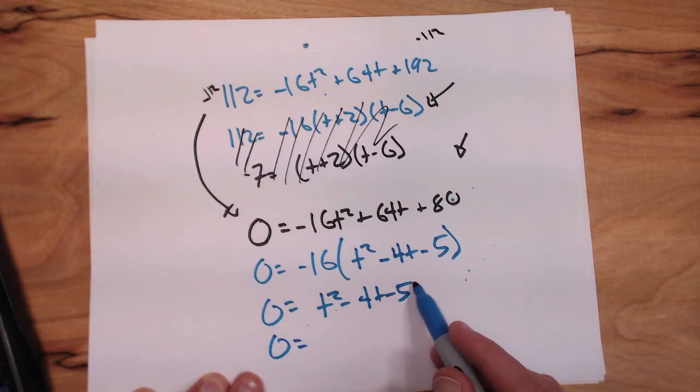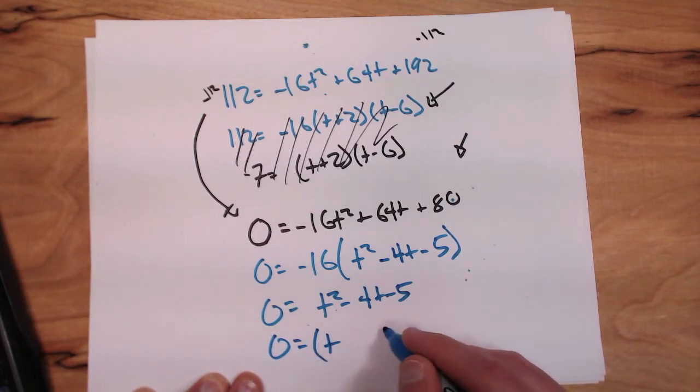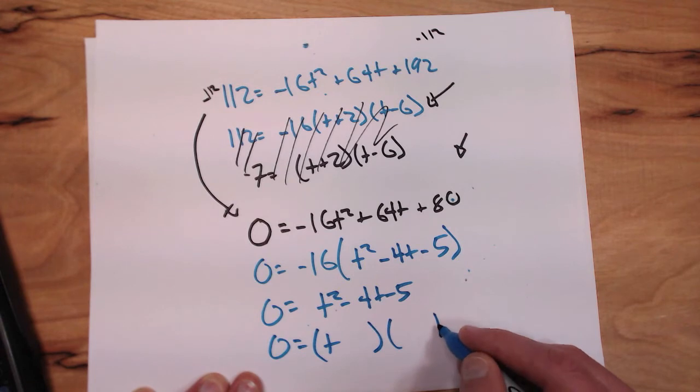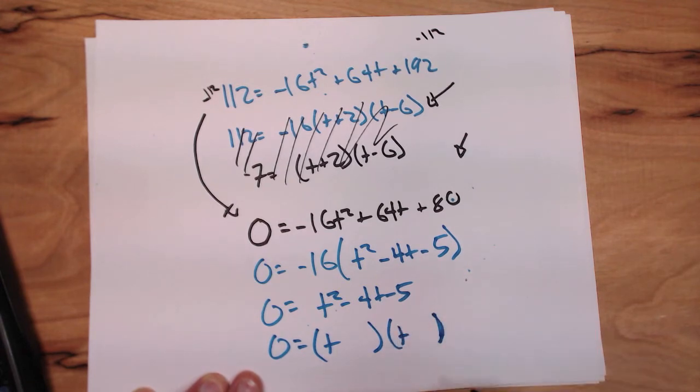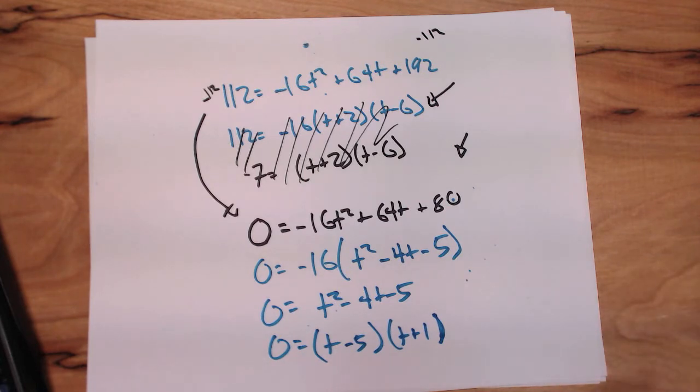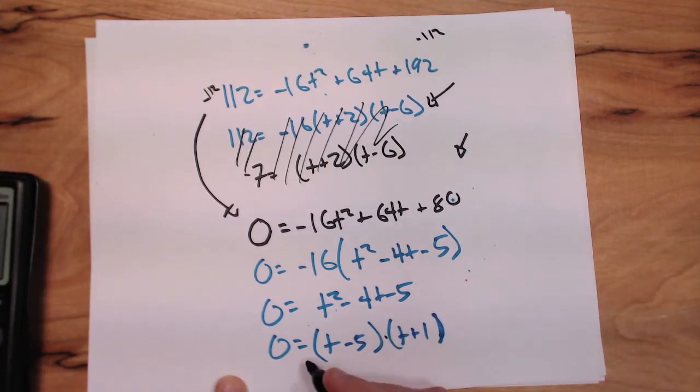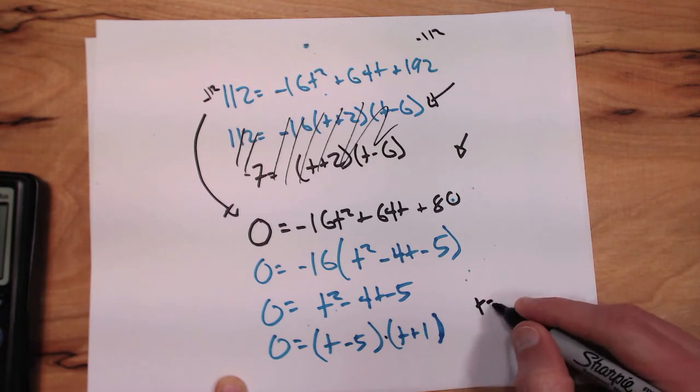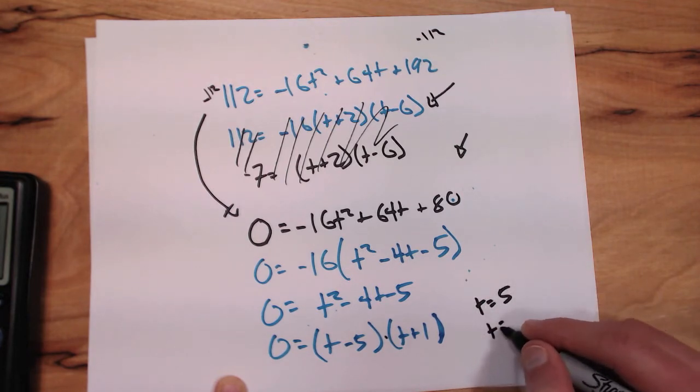Now I need to factor. Let's think here, multiply to negative 5 and add to negative 4. I think we can do some combination of 5 and 1. Let's try minus 5 and plus 1. And that looks like it works. You can FOIL this out to double check, and I definitely want you to do that on your test. And we're almost done. I can set both of these equal to 0, and if I do that, I'll get t equals 5 and t equals negative 1.